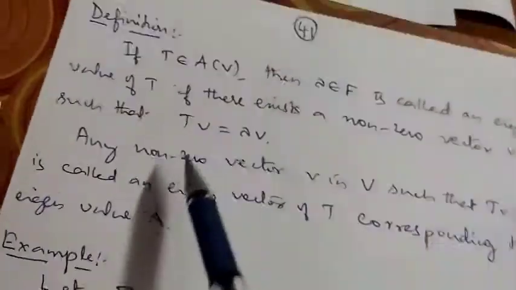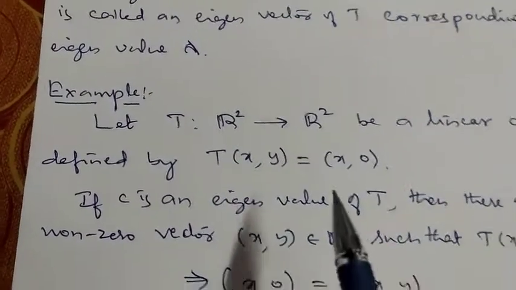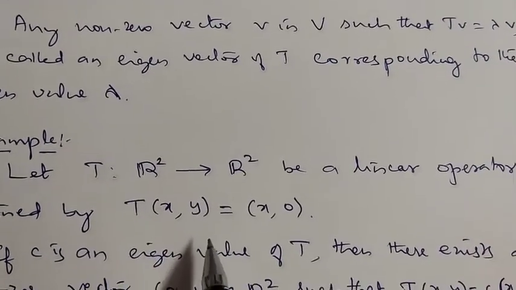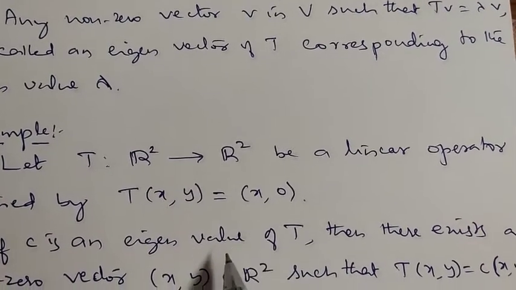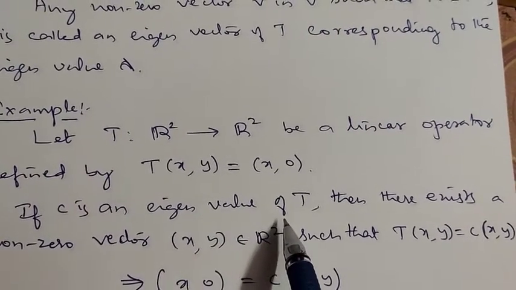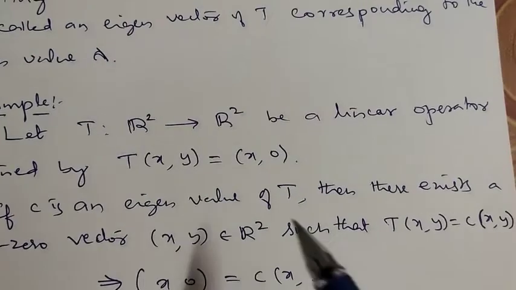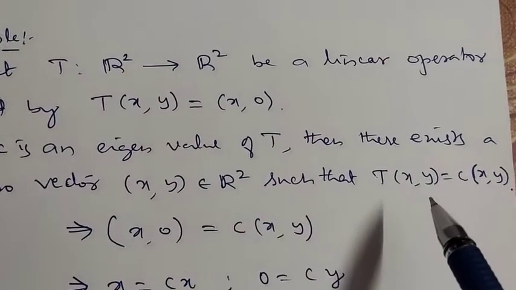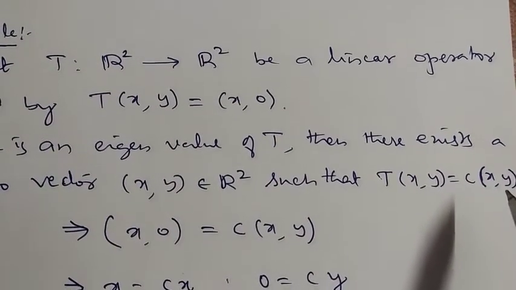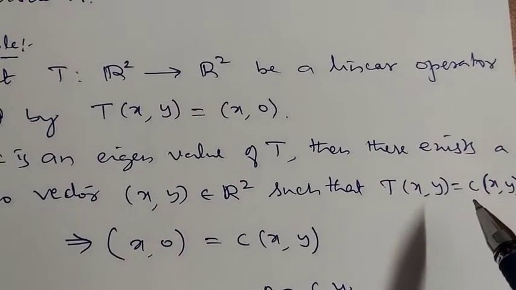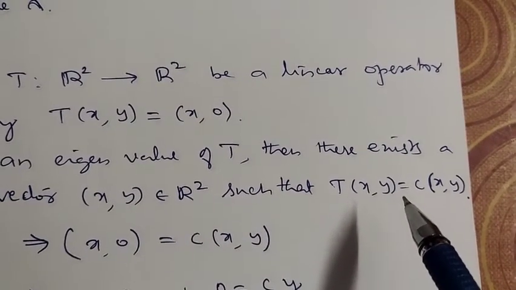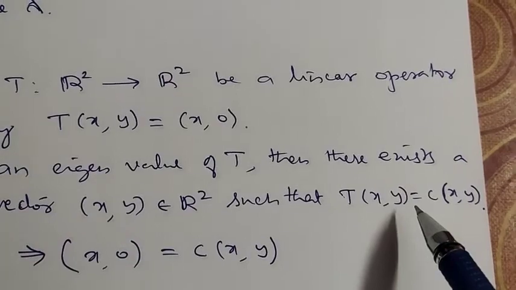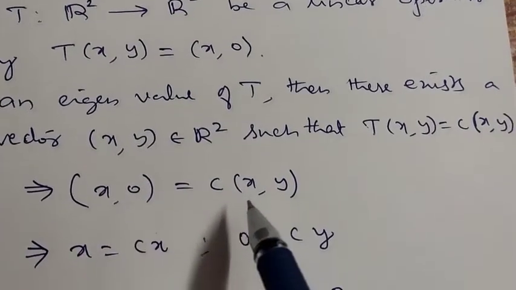Okay. So, now let us take up this example. Suppose we have a mapping T from R2 to R2, a linear operator defined by T of (x, y) is equal to (x, 0). Now, if I assume that C is any eigenvalue of T, then by definition there exists a non-zero vector (x, y) belonging to R2 such that T of (x, y) is lambda times (x, y), that is, C into (x, y). T of (x, y) is (x, 0), which is C into (x, y).